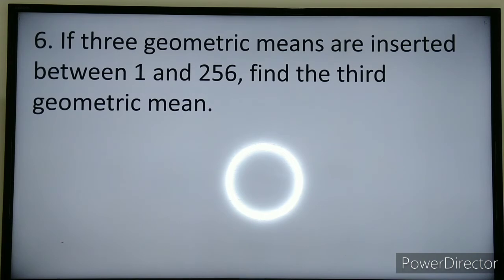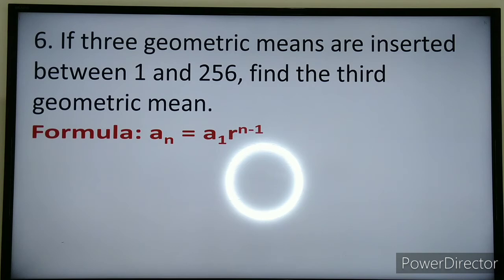Question number 6. If 3 geometric means are inserted between 1 and 256, find the third geometric mean. So in this case, we are looking for the geometric means. So what is the formula that you are going to use here? A sub n equals A sub 1 times r raised to n minus 1.